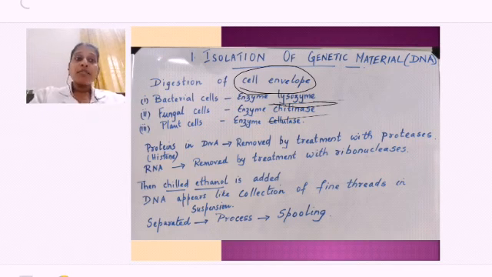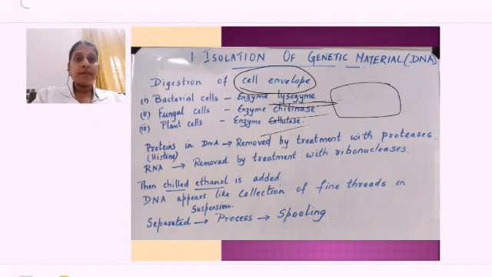If it is an animal cell, we don't have a cell wall. So if it is a plant cell, what do I have to use? I have to use cellulase. What does the enzyme use? Cellulase. So the cell wall, as you are seeing, is being dissolved by using these enzymes.